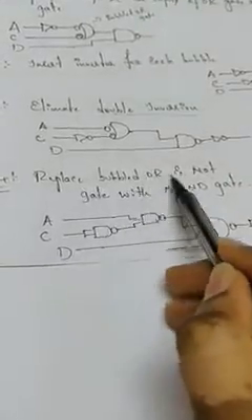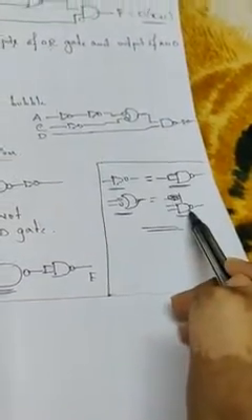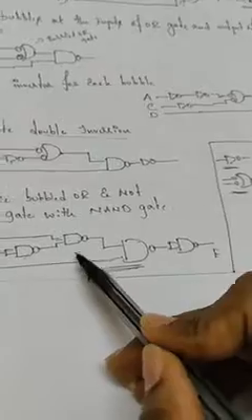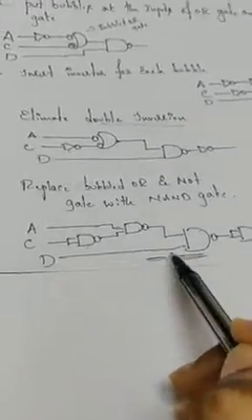And replace the bubbled OR gate and NOT gate with a NAND gate. You know that a bubbled OR gate is equal to the NAND gate. So I am replacing this bubbled OR gate with a NAND gate. And the NOT gate can be written by using a NAND gate. So just write it like this. So this is your final circuit.